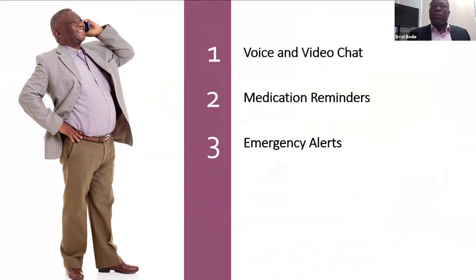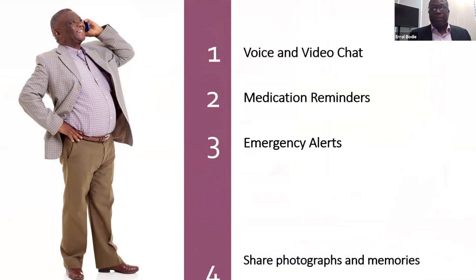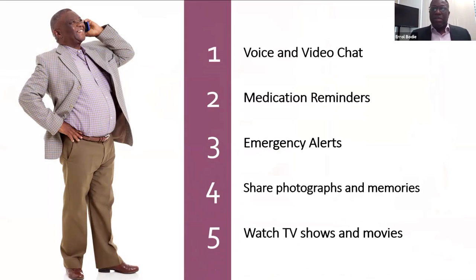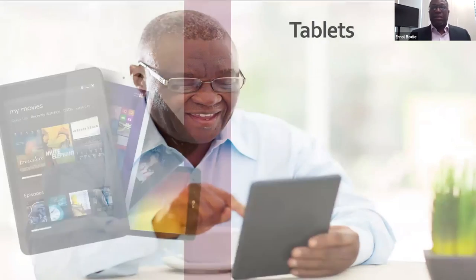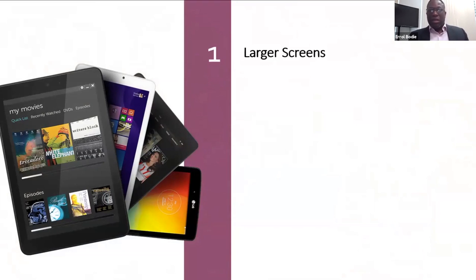A lot of the newer phones now allow you to press a combination of buttons and automatically call one or more contacts if there's an emergency. You can share photos and memories, as I said, and watch movies and TVs as well. We also have tablets, right? Which are larger screen devices, almost similar to phones. They are very affordable, and they bridge the divide between a mobile phone and a PC.